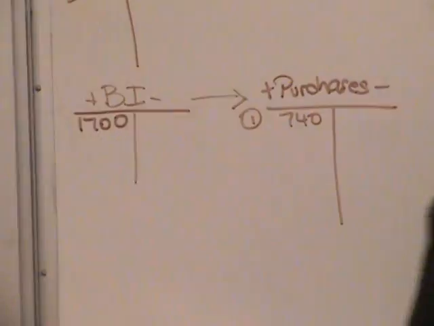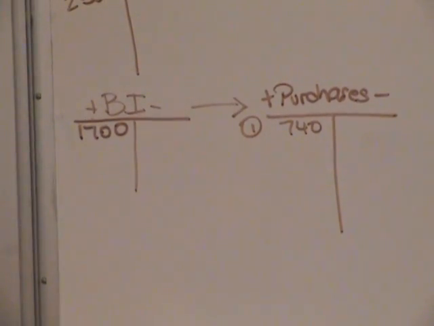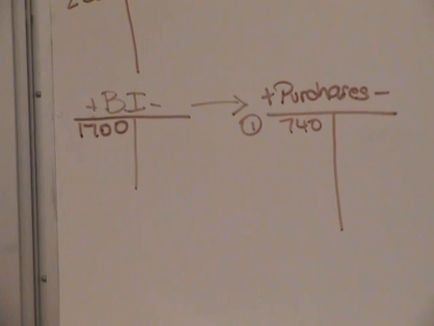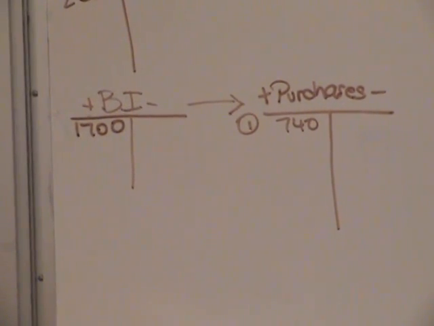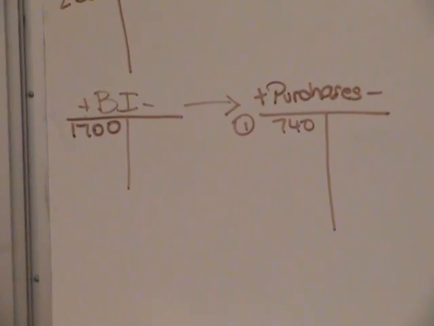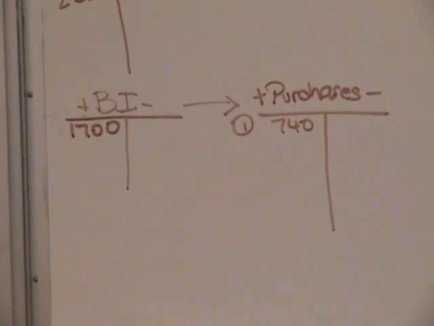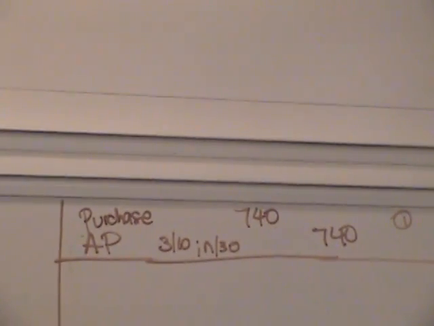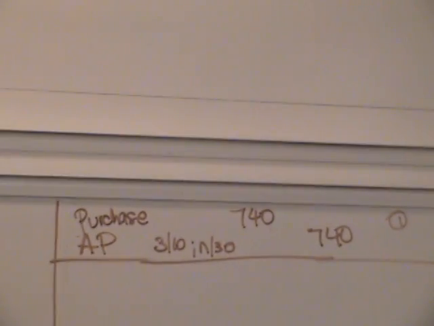Okay, entry 1. What are the terms on that, Angie? Terms 3/10, net 30. Okay, so she writes the terms there. Pay freight on Denton Company purchase, $60. Now what happened? Pay freight on Denton Company.